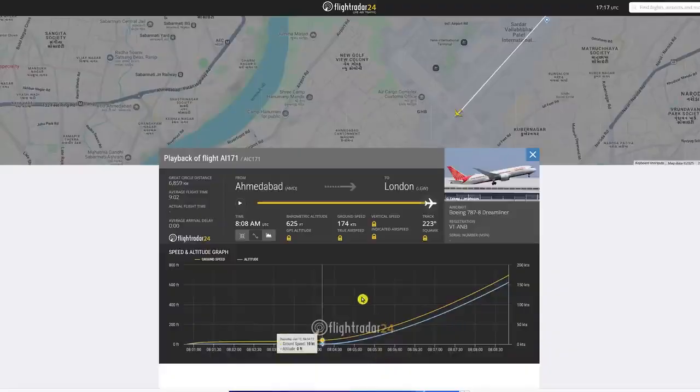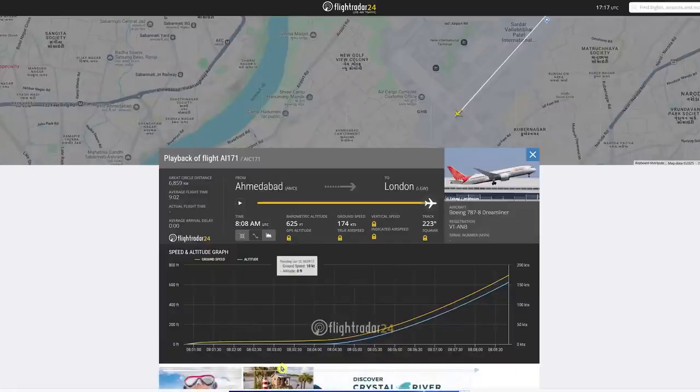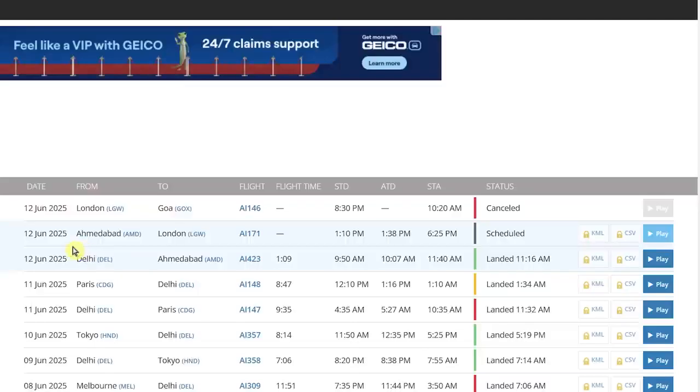Okay, so if we look here at the Flight Radar 24 data, it shows here's the takeoff. So first of all, the flight was supposed to leave Ahmedabad at 1:10 p.m., and it ended up leaving at 1:38 p.m.